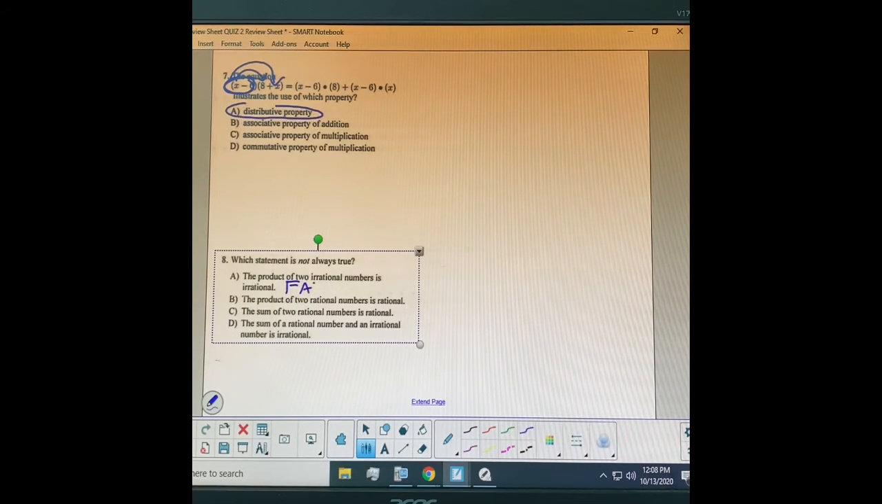The product of two irrational numbers is irrational. Sometimes that's true, but sometimes it's false. And here's an example of when it is false. So A is not always true.